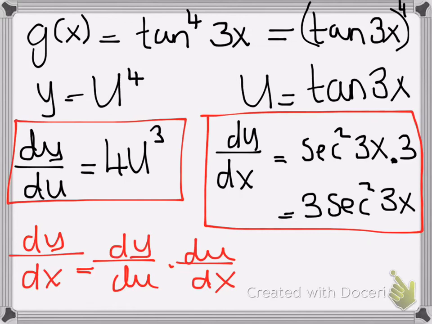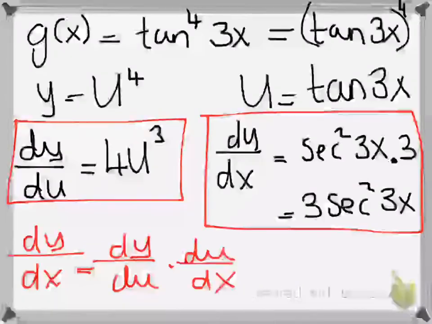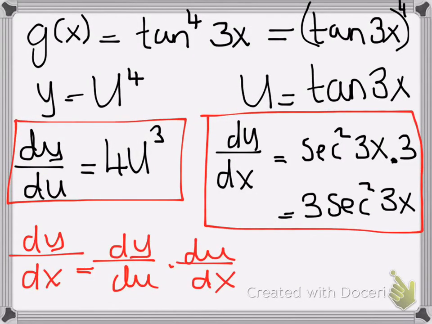Get the derivative of y, so dy du comes out to be 4u to the power of 3. Put that in a box. Then get the derivative of u. So u is tan 3x. The derivative of a tan function is sec squared, so tan 3x derives into sec squared 3x. Then you have to get the derivative of the angle 3x as well. So you derive the function, tan, which becomes sec squared 3x, and then multiply it by the derivative of the angle, which is 3. Lastly, put the 3 in front of sec squared 3x, and you get 3 sec squared 3x.